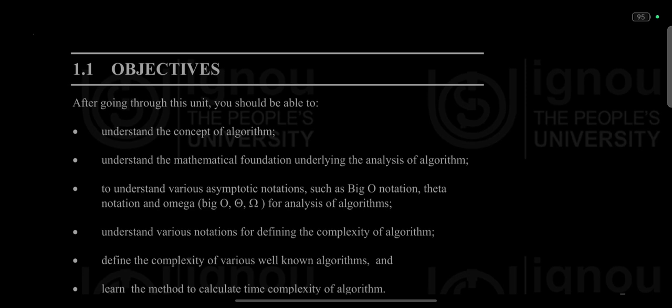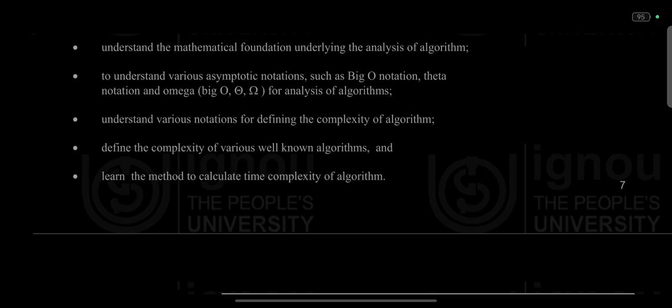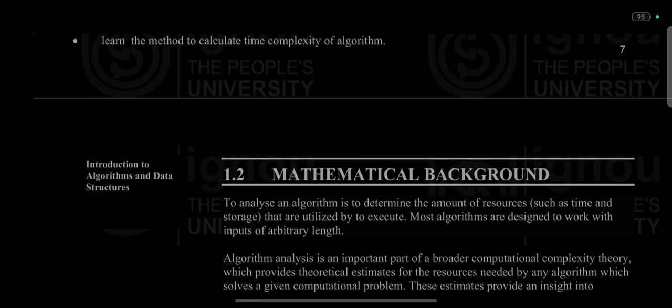Objectives. After going through this unit, you should be able to understand the concept of algorithm, understand the mathematical foundation underlying the analysis of algorithm, to understand various asymptotic notations such as big O notation, theta notation, and omega. Here you can see big O, theta, and omega for analysis of algorithms. Understand various notations for defining the complexity of algorithm. Define the complexity of various well-known algorithms and learn the method to calculate time complexity of algorithm.